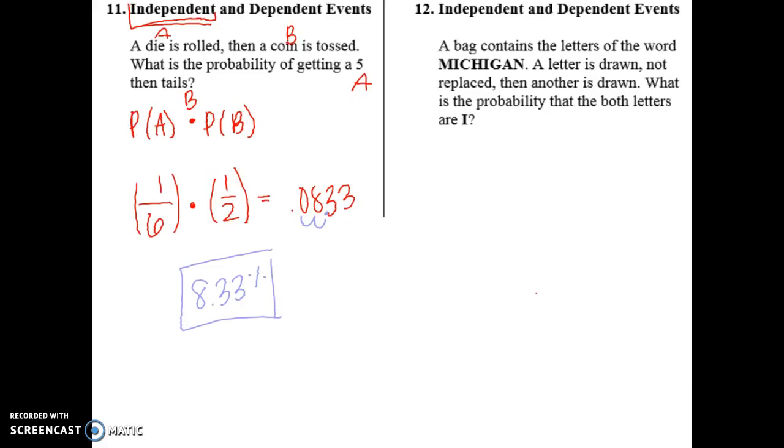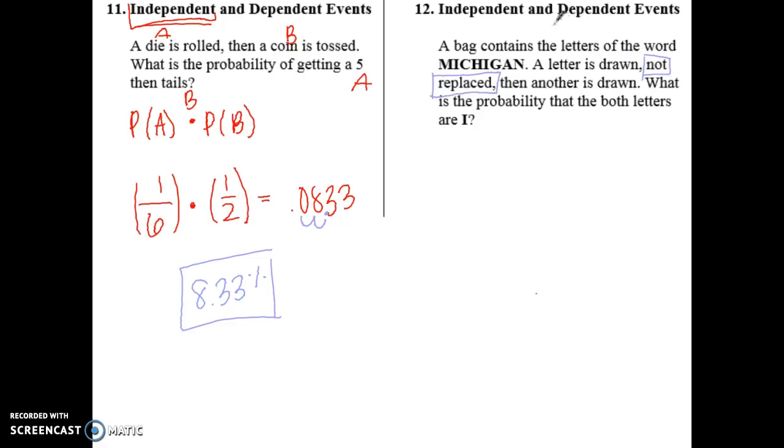Okay, that's only for independent events. For questions like number 12, a lot of you guys are having trouble on this quiz as well. We have to be able to tell if it's independent or dependent. So this says a bag contains the letters of the word Michigan. The letter is drawn, not replaced. That's important here. We are not replacing it.